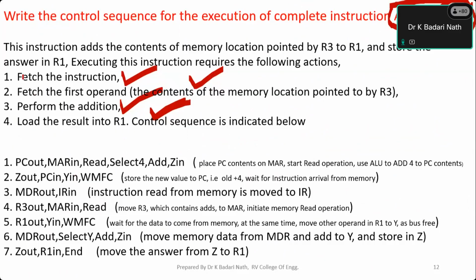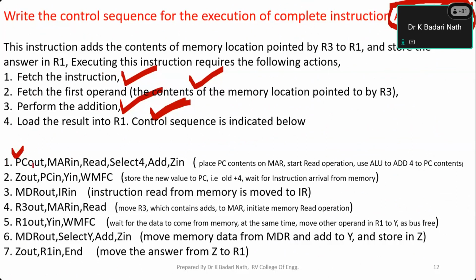What is the control sequence required for every operation? Let's do it with fetch the instruction. Now, when I say fetch the instruction, who will generate the address of the instruction? You should always know that it's the program counter. The program counter is the one which generates the address for the instruction to be fetched. If you want to read any data, any other register can generate an address. But if you want to fetch the instruction, only the program counter can give the address. That is why PC out.